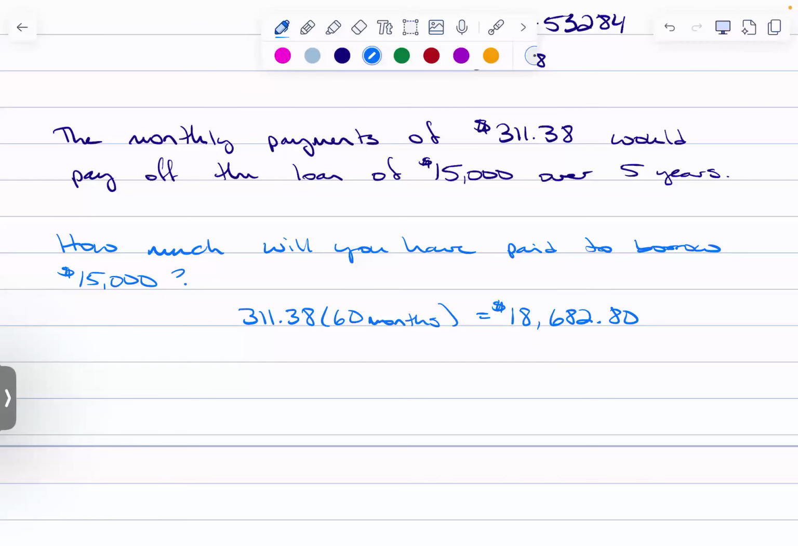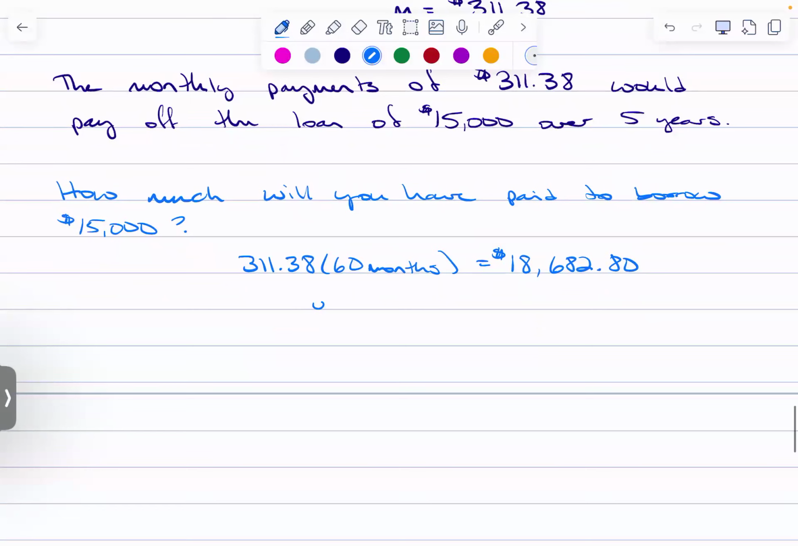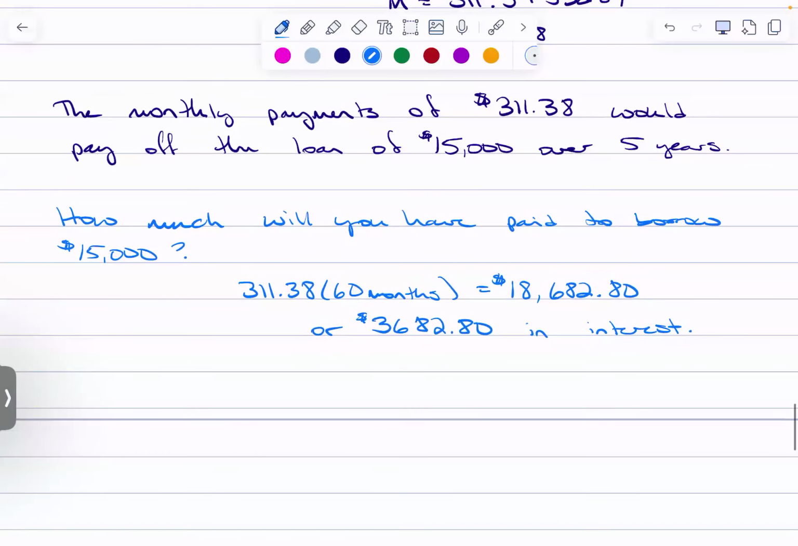That includes the $15,000 minus $15,000, or $3,682.80 in interest. All comes out in the wash. Nice.